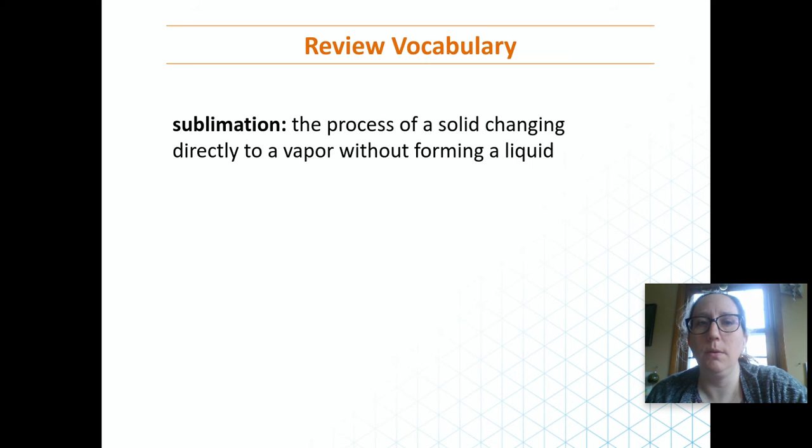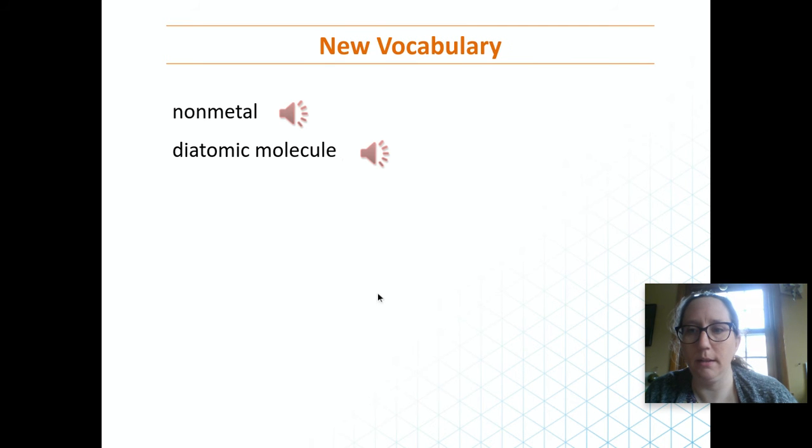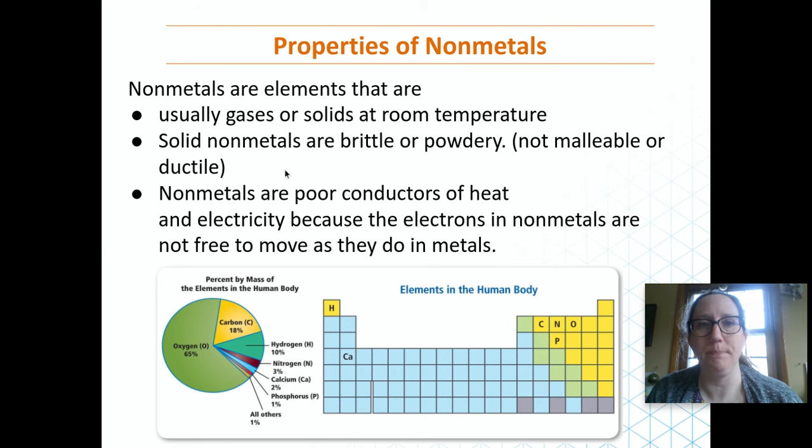Okay, so review. Sublimation is again going from a solid right to a gas without forming a liquid in between. And there's a couple of the nonmetals that do that. And then another word that we'll learn here is diatomic molecule, di meaning 2, and then atom meaning atoms. So these are molecules like oxygen, the one that you're breathing, is O2. It's a diatomic molecule of oxygen.